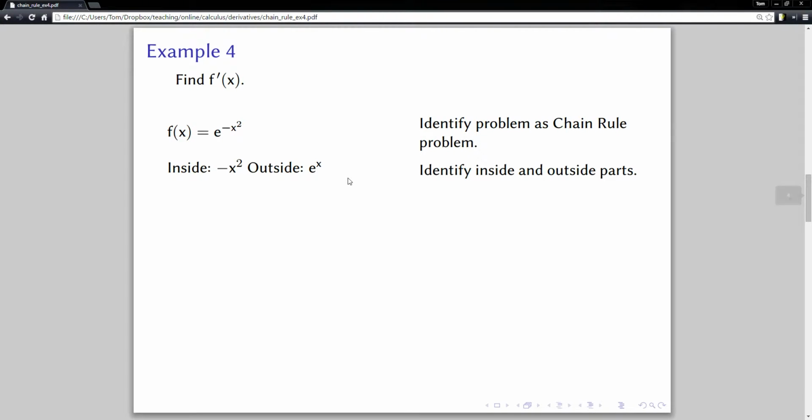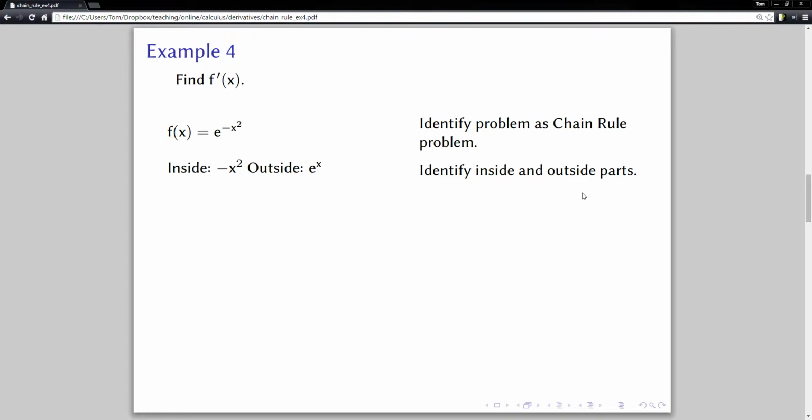Once you know that you've got a chain rule problem, what you need to do is identify the inside part and the outside part. So the inside part here is the exponent, minus x squared. And the outside part is what we would get if we popped out that inside, the exponent, and replaced it with just an x. So if we did that on this function, we would wind up with e to the x. Take a look at this for a second. If I plugged in minus x squared for x here, in other words, just replaced that x with minus x squared, I would get exactly this function here. So this function f is the composition of these two functions right here.